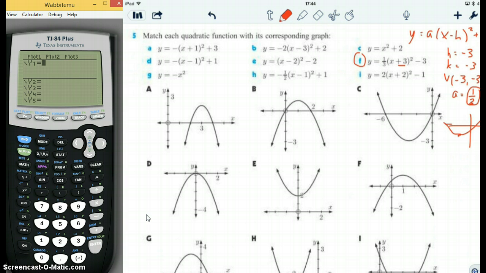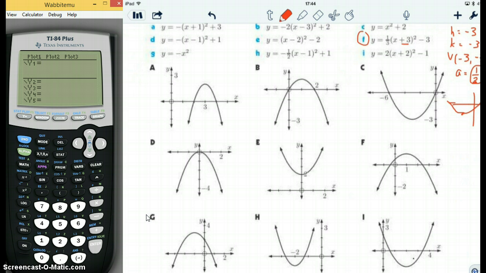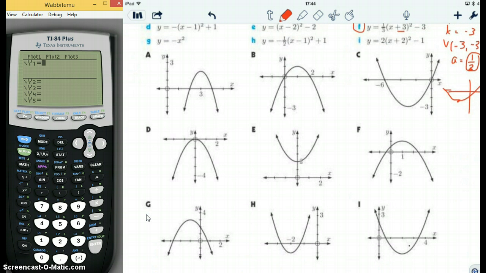Okay, so now let's try to figure out which one it is. Do we see any parabolas that look kind of like that, where they're at that position, negative 3 comma negative 3? This one is. This is the negative 3 comma negative 3. Any others? No, I don't think there are any others. So it's probably this one here. How can we make sure?